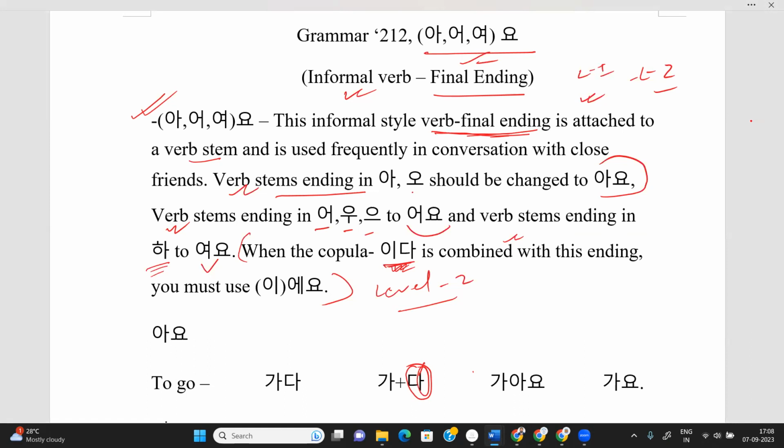But always we remove this da. Then we will put this one. Again, this one will be the final ending when we remove this. So when it is ending with a, then it will be changed to ayo. So you will add ayo, right? And then it will become gayo.